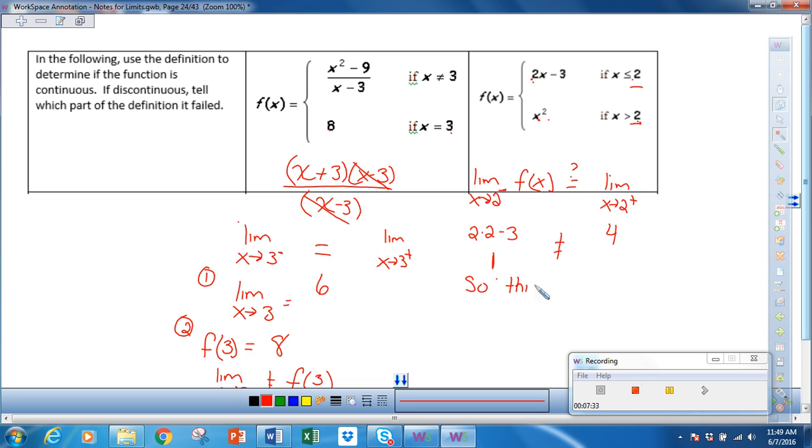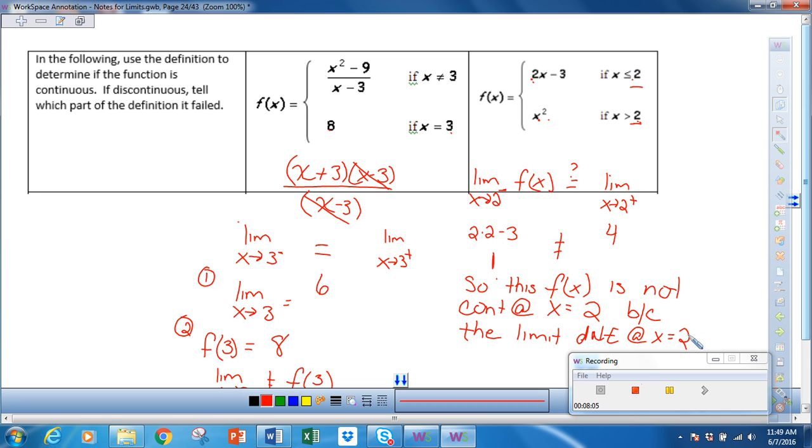So this function is not continuous at x equals 2 because the limit fails to exist. Okay? So we can say the function is not continuous at x equals 2 because the limit does not exist at x equals 2, to be specific.